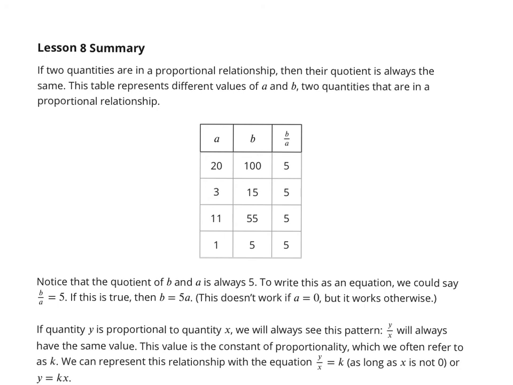All right, and we'll look quickly at our lesson summary, and then we will be done for Tuesday. All right, our lesson summary: if two quantities are in a proportional relationship, their quotient, remember that's the result of dividing, is always the same. This table represents different values of A and B, two quantities that are in a proportional relationship. And again, we notice if we divide each time, we get the exact same thing. So the way they've written it is A is here, B is here, and B divided by A, this divided by this. Sometimes we say X and Y divided by X, always the same.